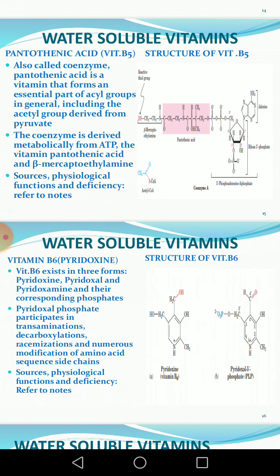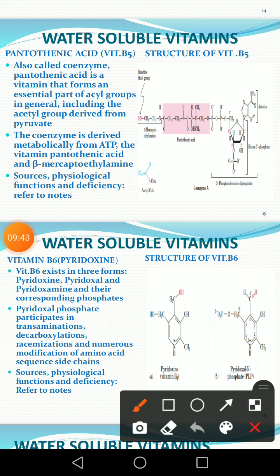Water soluble vitamin B5 and vitamin B6. Pantothenic acid, vitamin B5, also called coenzyme A. Pantothenic acid is a vitamin that forms an essential part of acyl groups in general, including the acetyl group derived from pyruvate. The coenzyme is derived metabolically from ATP, the vitamin pantothenic acid, and beta-mercaptoethylamine. The diagram is depicted in detail.